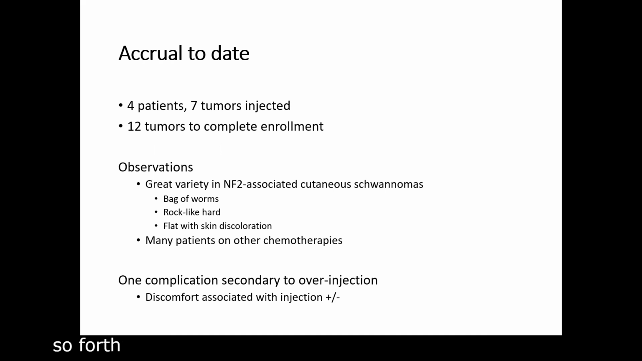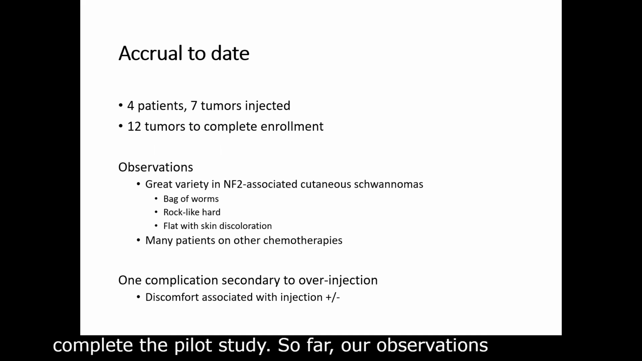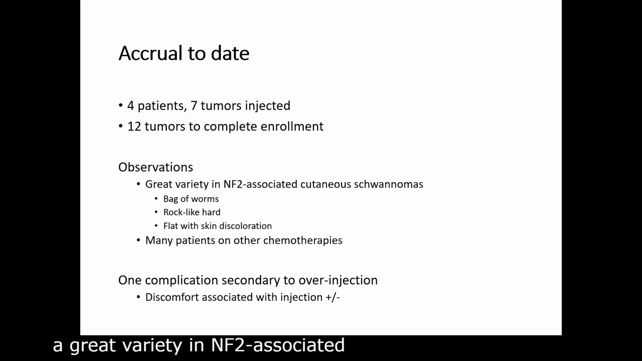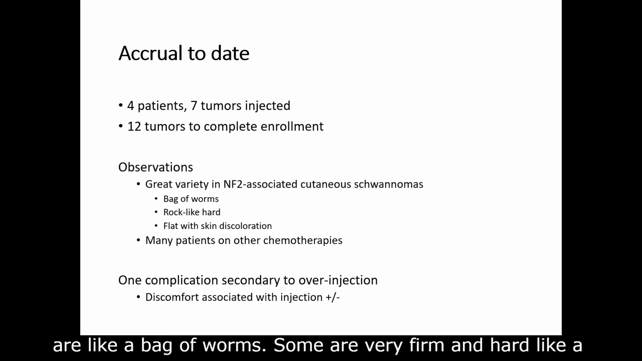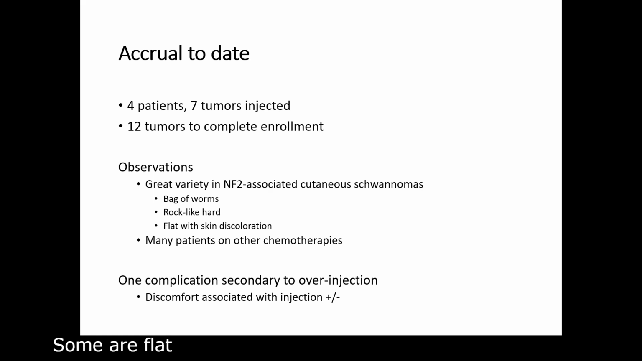So accrual to date, we have 4 patients who are officially in the trial. We've injected 7 tumors. We need 12 more tumors to complete the pilot study. So far, our observations are these. There's a great variety in NF2-associated cutaneous schwannomas. Some are like a bag of worms. Some are very firm and hard like a rock. Some are flat with skin discoloration. We're dealing with quite a broad set of different tumors, even though we've lumped them all under one category here.